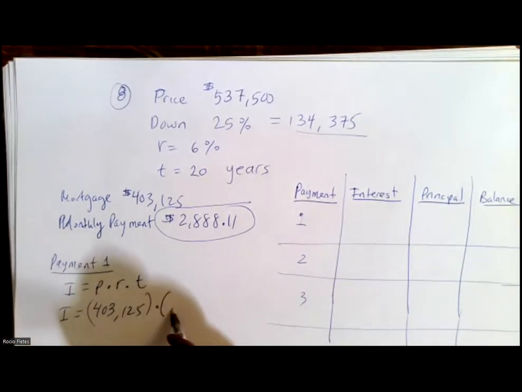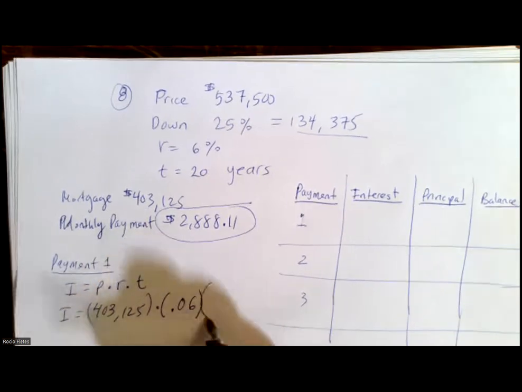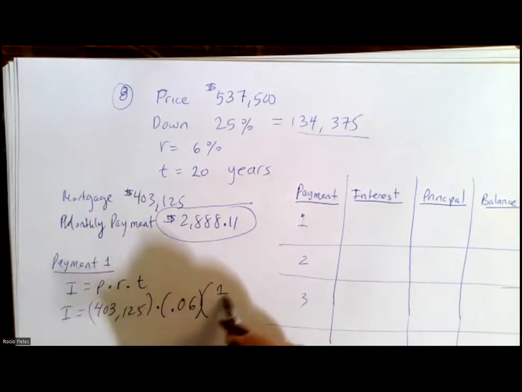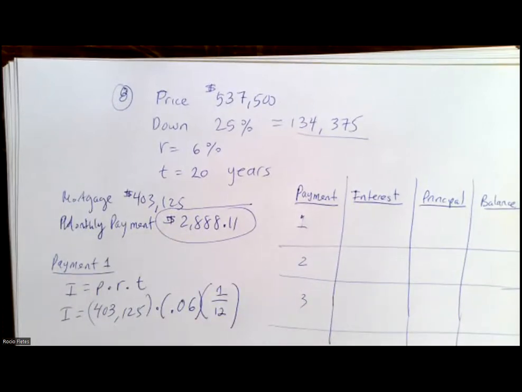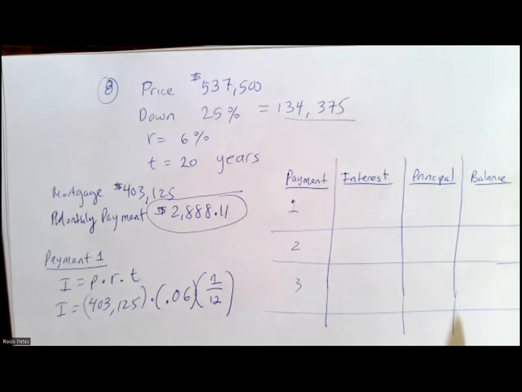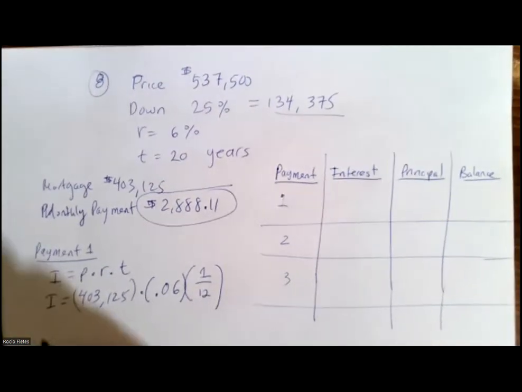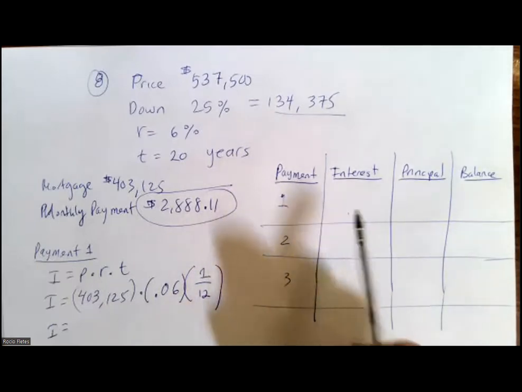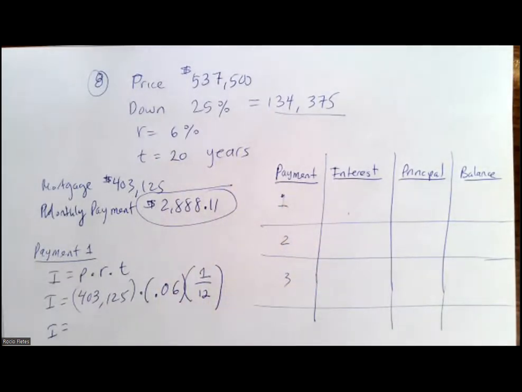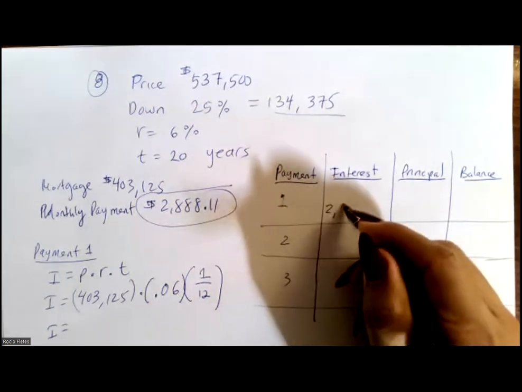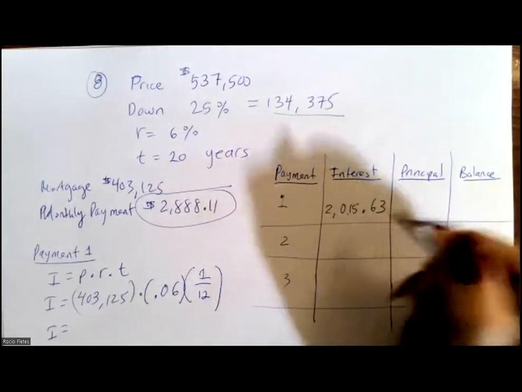You're going to multiply it times the interest rate, which is 0.06, times the time. You're looking for 1 month, so 1 over 12, because 1 over 12 is 1 month. This is going to give you the total interest, which you will write here. So when you multiply that, we get 403,125 times 6% times 1 over 12. Remember 1 over 12 because it's 1 month out of 12 months. So you get 2,015.63. You want to round to the nearest cent.